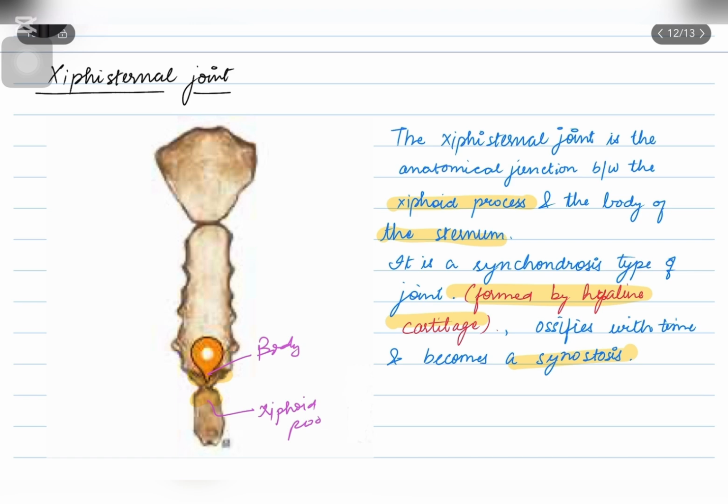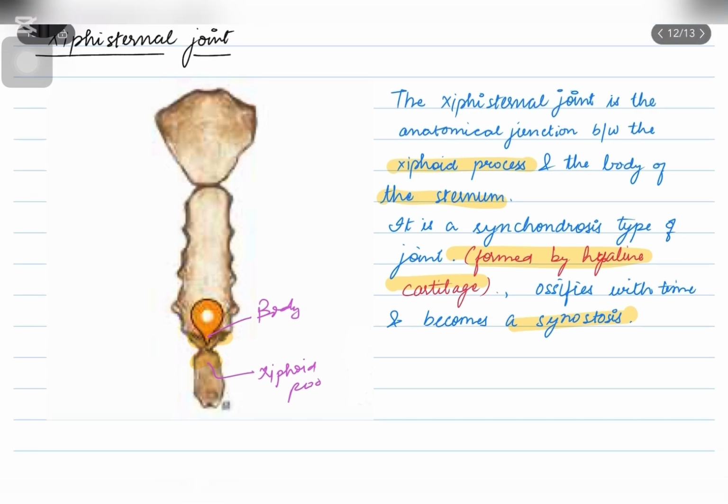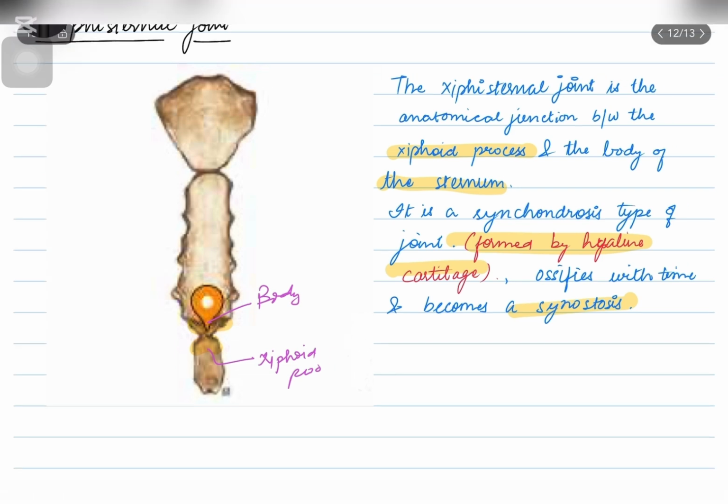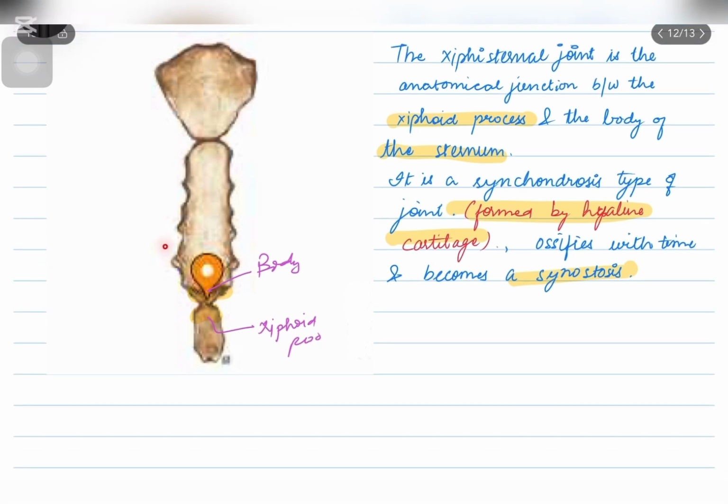The xiphisternal joint is the anatomical junction between the xiphoid process and the body of the sternum. It is a synchondrosis type of joint formed by hyaline cartilage. What are synchondroses? Joints that are formed by hyaline cartilage, but as we grow old, it ossifies with time and becomes a synostosis joint. So this is the body of the sternum, and this is the xiphoid process. The joint formed between the body of the sternum as well as the xiphoid process is known as the xiphisternal joint. Thank you.